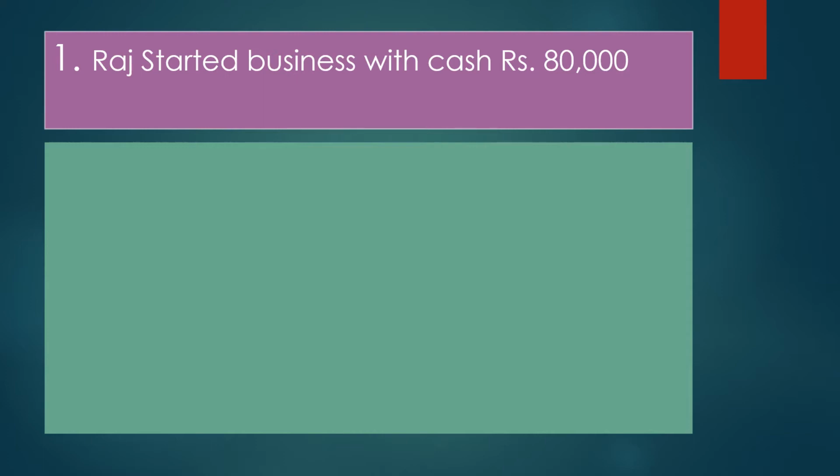Now let us see what is the journal entry for this. First, cash account debit 80,000. As we all know that cash is an asset, and according to real account, what we have learned? We have learned that cash is an asset, it is coming in and we need to debit it according to the rule of real account.